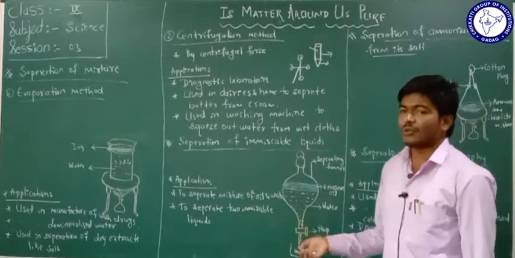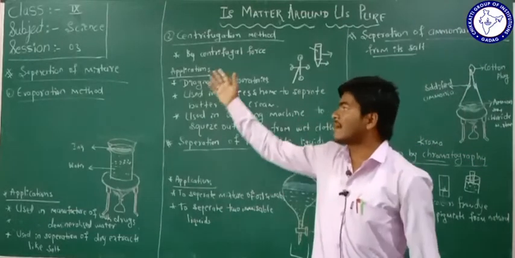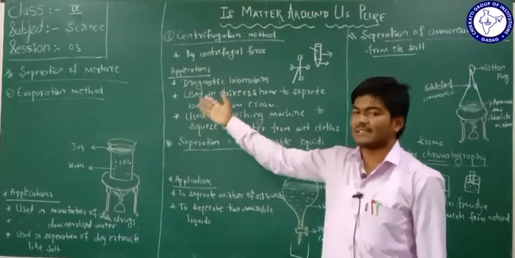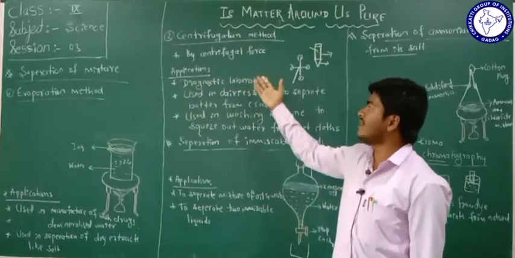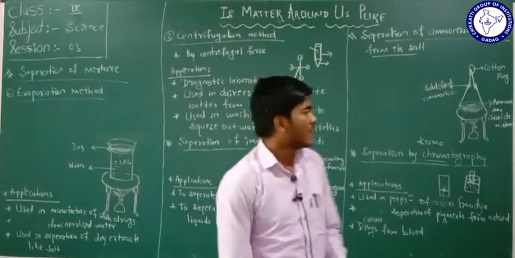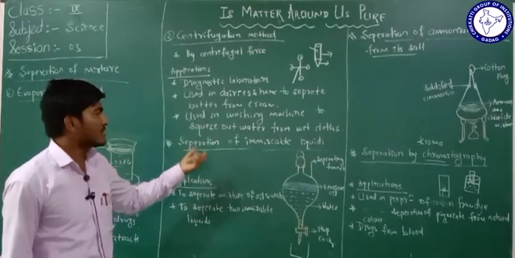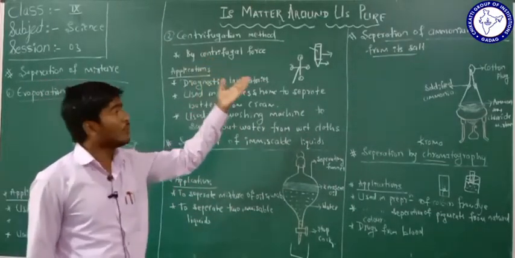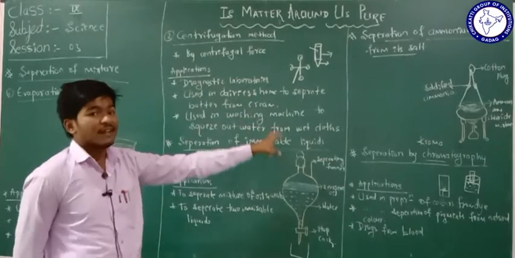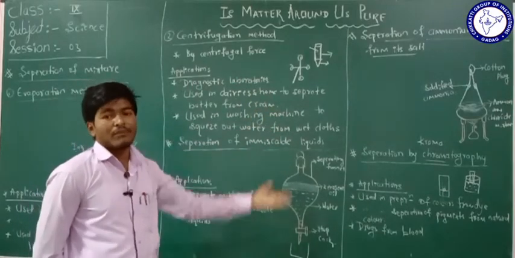So in this session we studied the separation methods: the first one is the evaporation method, second is the centrifugation method, third is the separation of two immiscible liquids, then the separation of ammonium chloride, and the fourth one is the chromatography technique.